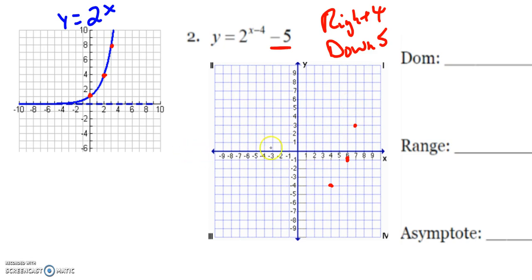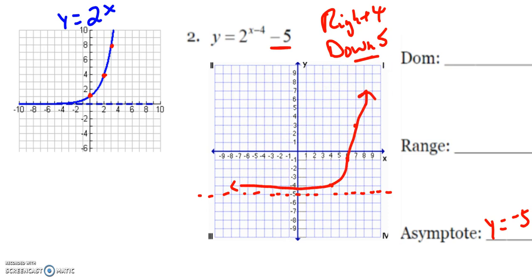My asymptote was originally at y equals 0. Well, I shifted down 5. So now my y equals 0 asymptote will now be at y equals negative 5 because I had to shift down 5. And then I can go ahead and complete my graph.